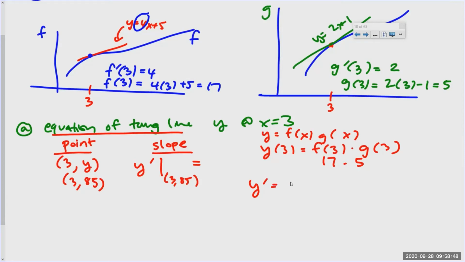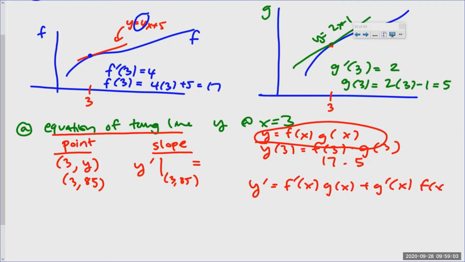Isn't y prime equal to the product rule, right? It's the derivative of this, which is the product rule. So it's the derivative of the first times the second plus the derivative of the second times the first. But you actually have to plug in 3 for all your x's. There's not any y's here. So this would just be f prime at 3 times g at 3 plus g prime at 3 times f at 3, I think.